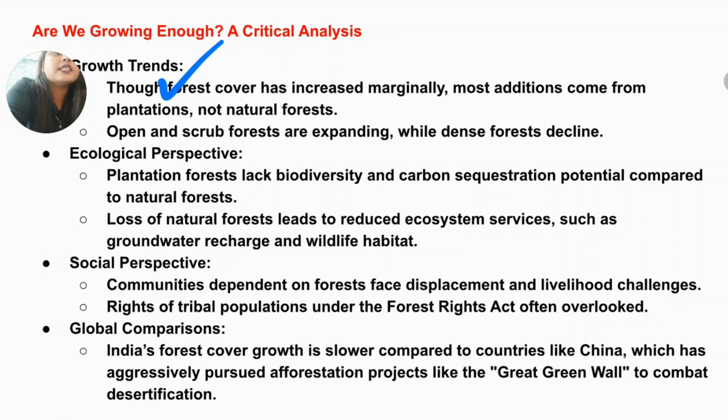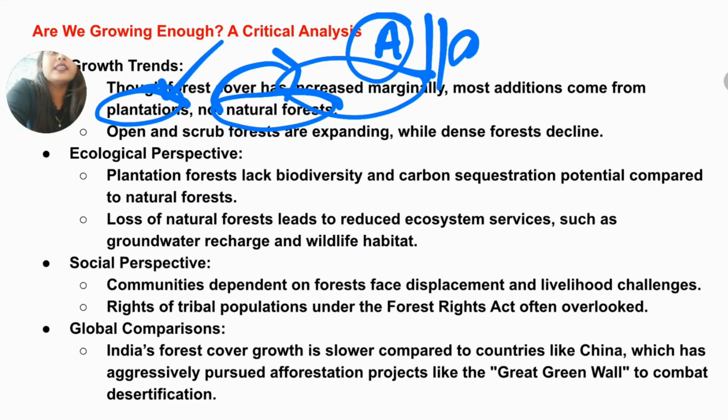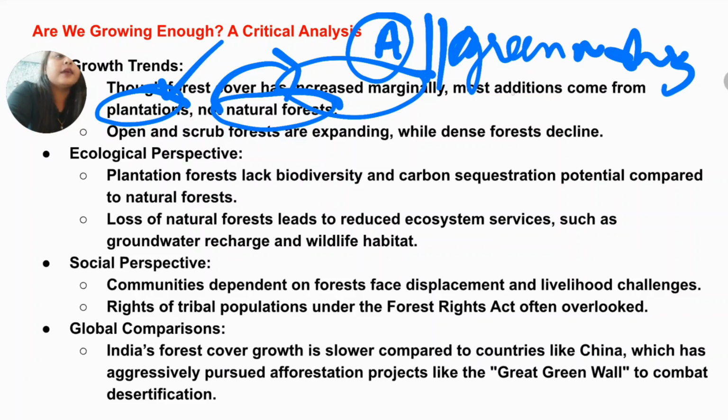Though forest cover has increased, most additions are coming just from plantations but not the natural forest. It's like you wanted to tackle a problem A, but you're just showcasing. It's like greenwashing, but not exact greenwashing. It's something like that. From an ecological perspective, whatever plantation forests are there, they lose the biodiversity.